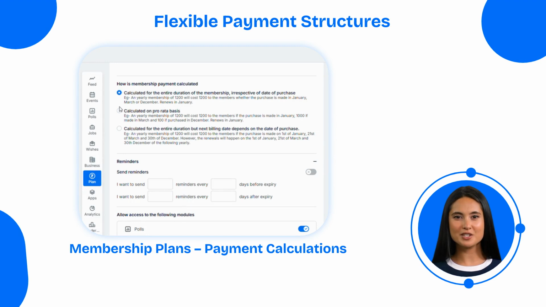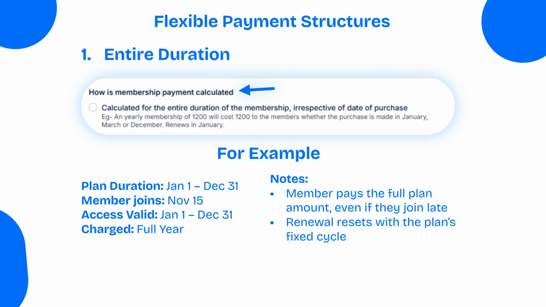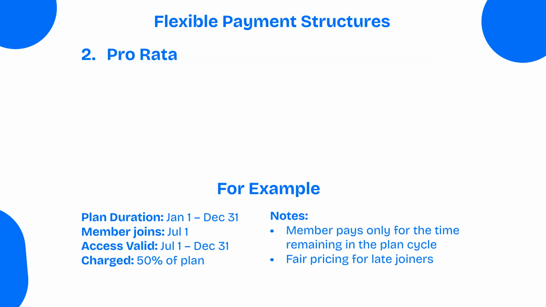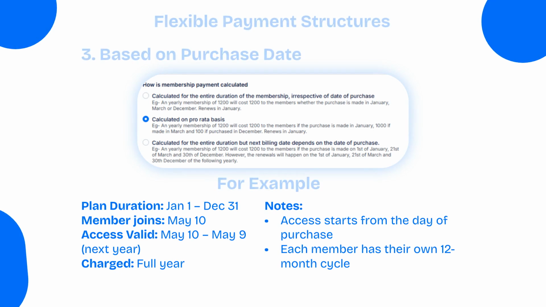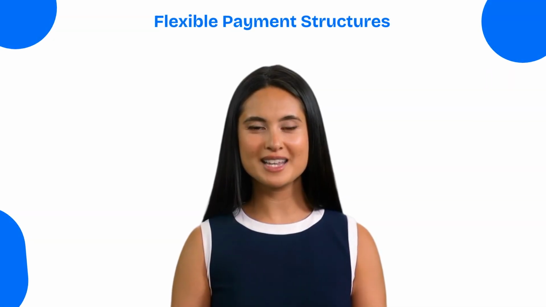Next, choose how membership payments should be calculated. Select entire duration to charge a fixed price, no matter when a member joins. Choose Pro Rata to charge based on the time left in the cycle, perfect for fair pricing. Or pick based on purchase date, so renewals align with when the member joins. Set the right plan type for your community and continue.